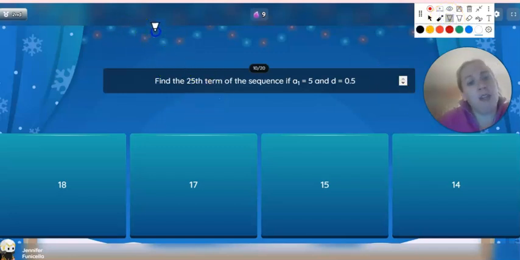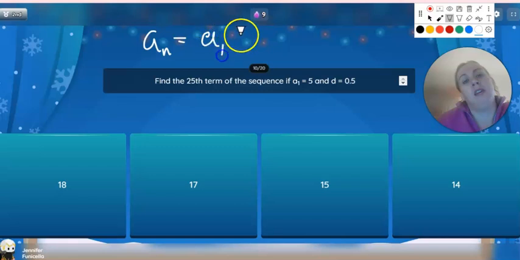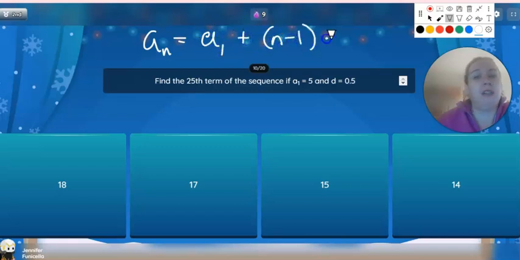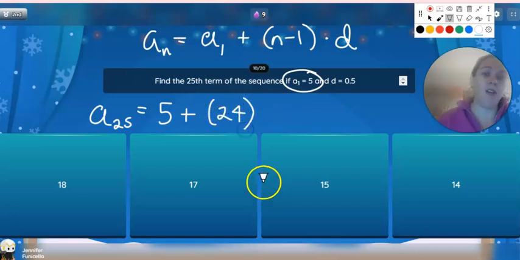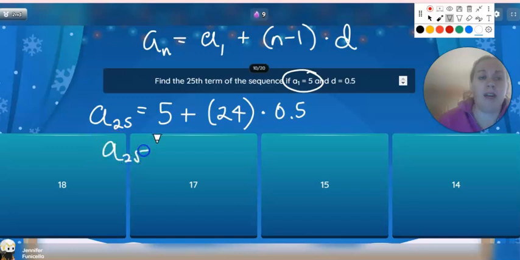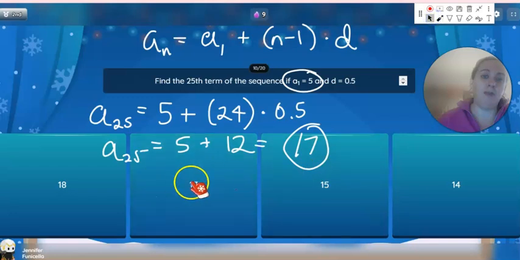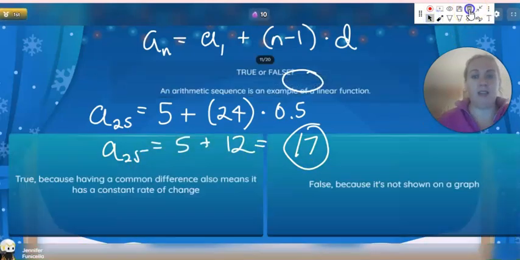Find the 25th term. So here's our formula. A1 plus n minus 1 times d. And we want to find the 25th term. So A of 25 is our A1, which is 5, plus 25 minus 1 is 24 times 0.5. That's our difference. 24 times 1/2 or 0.5 is going to be 12. And 5 plus 12 gets us 17. Beautiful. Love it.